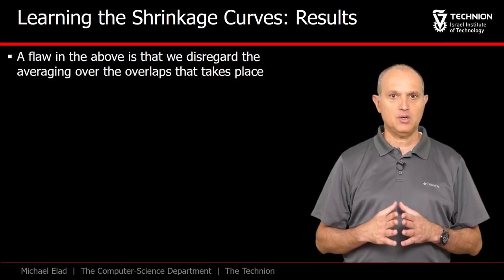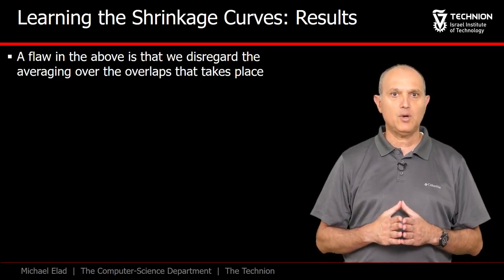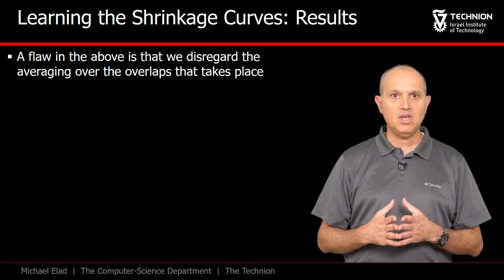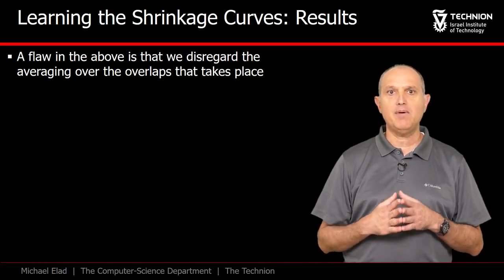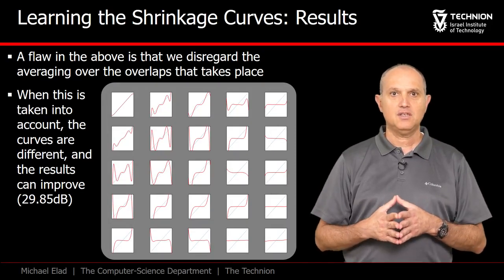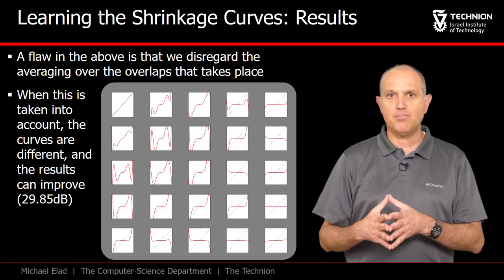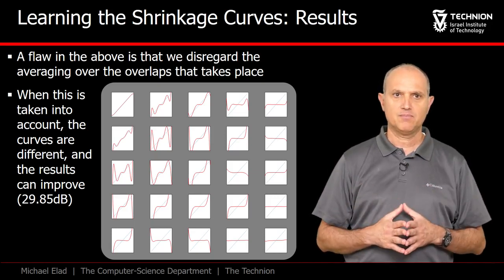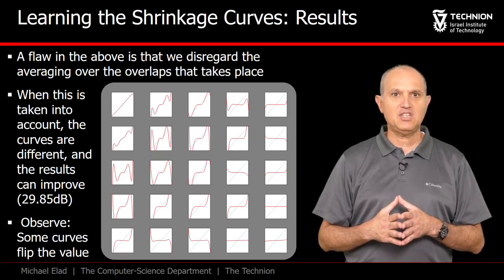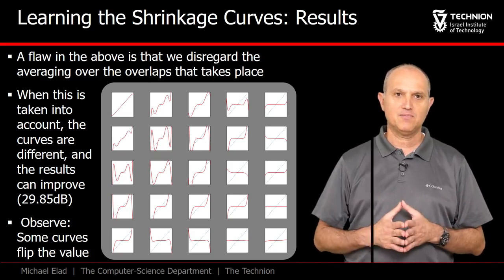We have optimized the curves to lead to the best denoising on patches, but we did not take into account the fact that there is an averaging stage afterwards. A better method will optimize the curves to get the best final image after this averaging. And here it is. Still a least squares problem, but somewhat more involved, and the results jump by 0.5 dB. Look at these curves. Some of them are reversed. This leads to some sort of sharpening effect that seems to improve the overall performance.